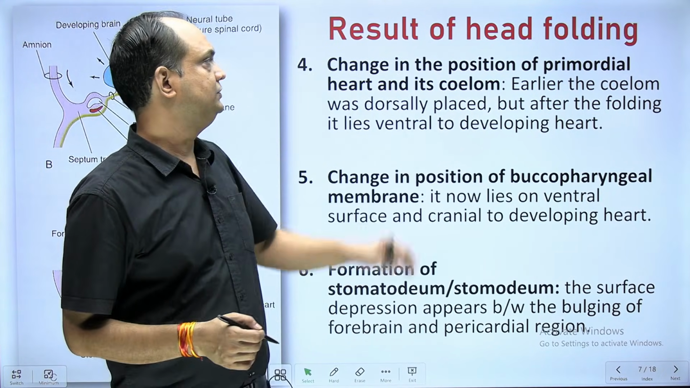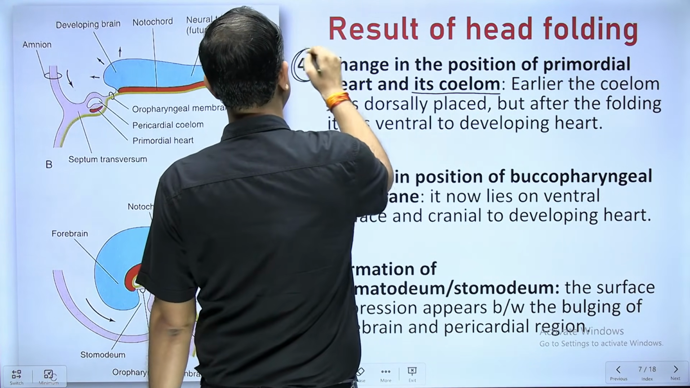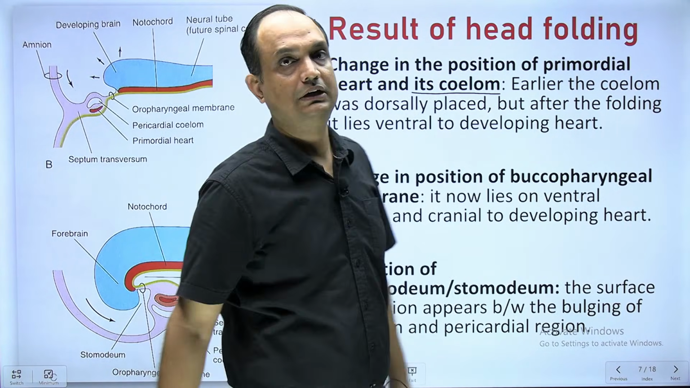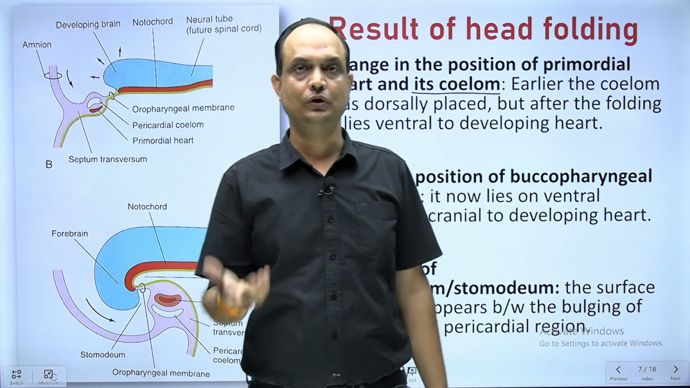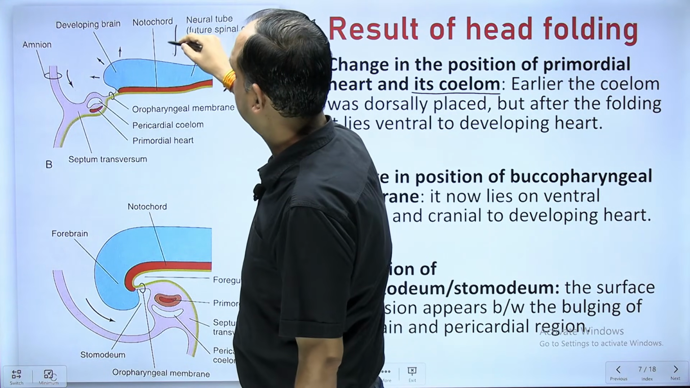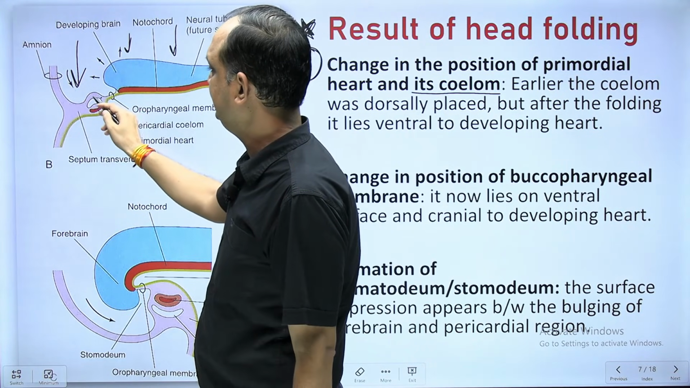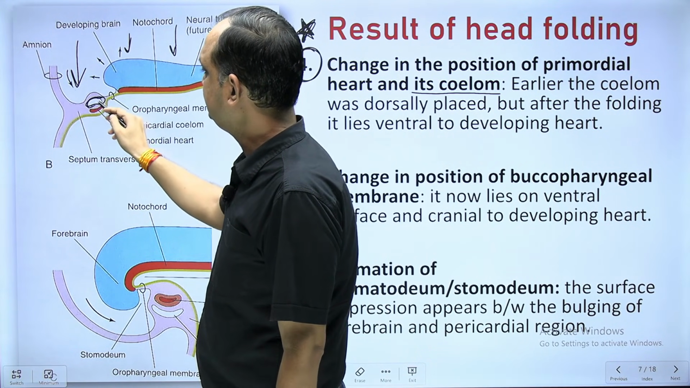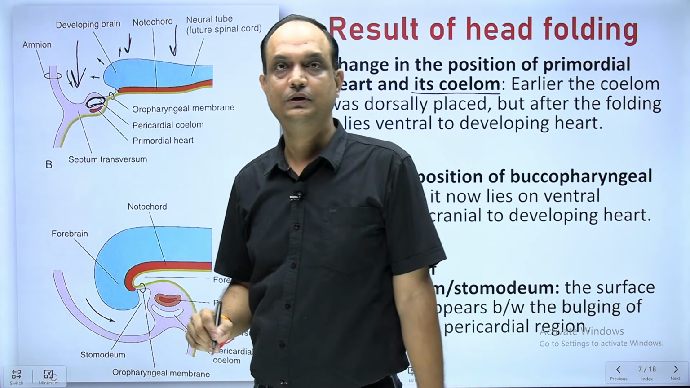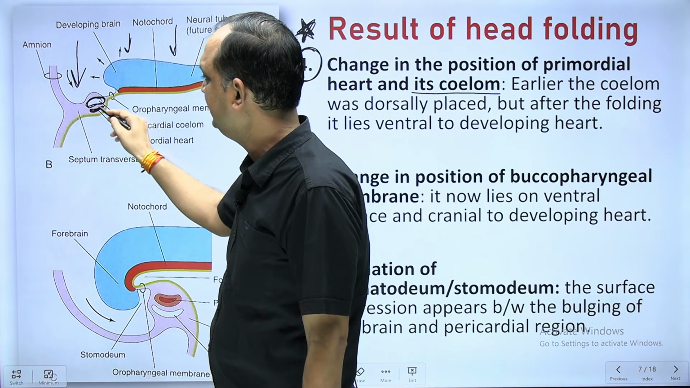Now, the change in the position of the primordial heart with its coelom. Now, see, this is a very important concept to understand, because when you see the development of the heart, you have to understand which is dorsal and ventral. So, here now if you see, this is your dorsal surface of this flat disc. Now, here you can see that there is a formation of coelom, and this coelom divides the mesoderm into the somatopleuric and splanchnopleuric. Now, under this there is a splanchnopleuric where you will have this developing heart tube.